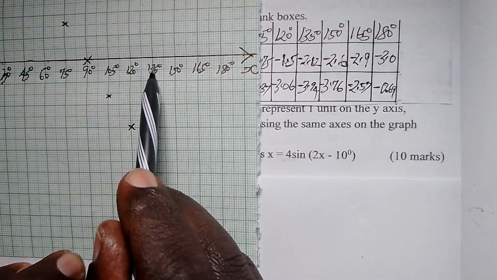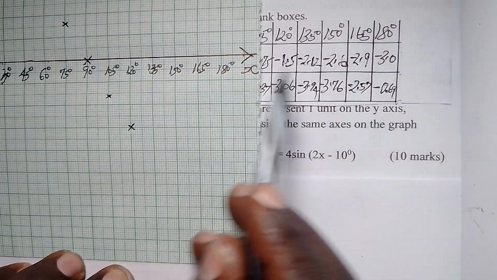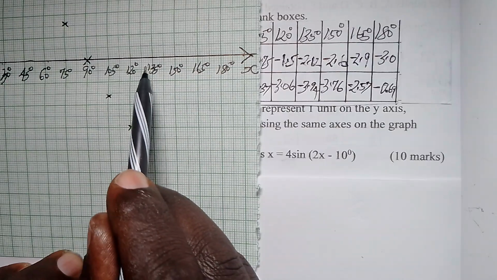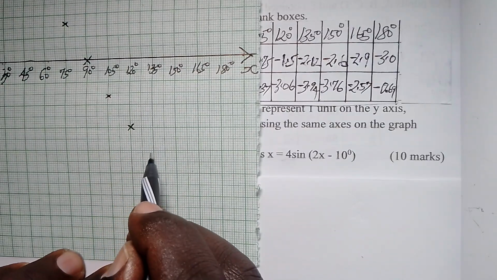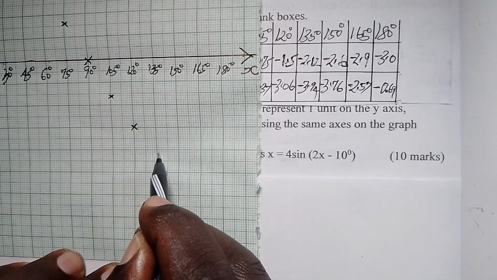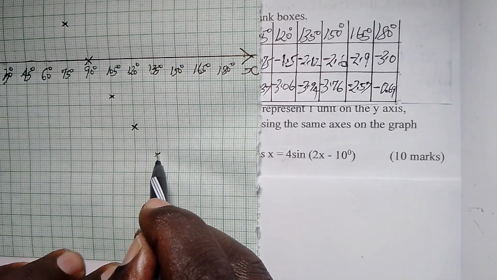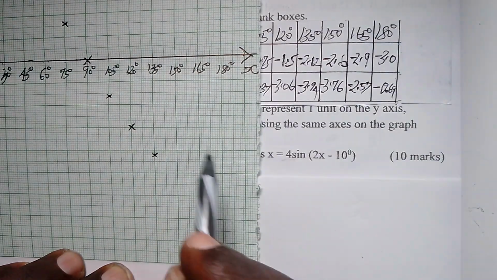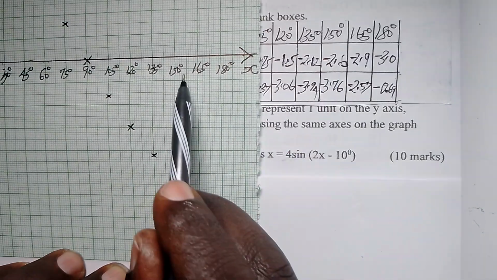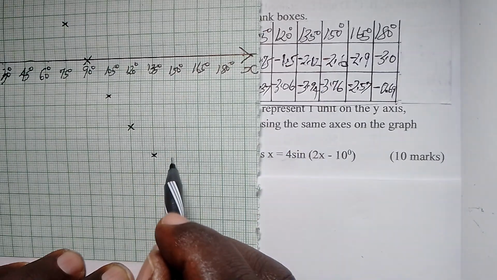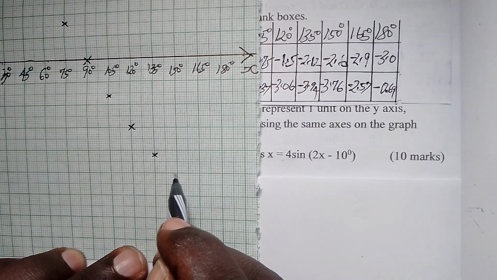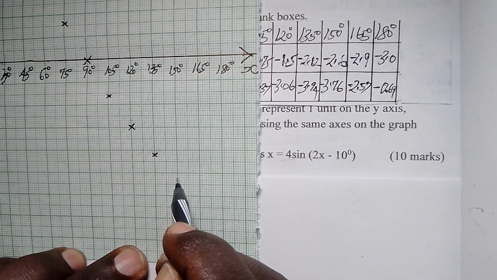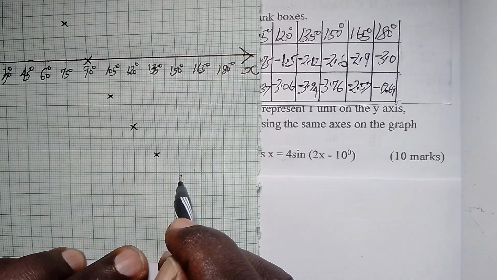Sorry, at 135, negative 2.1. Two small squares below negative 2 there. At 150, negative 2.6. Negative 2.6 is two small squares below negative 2.5.